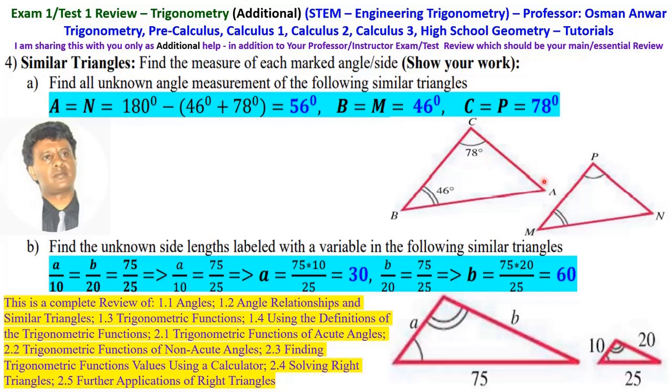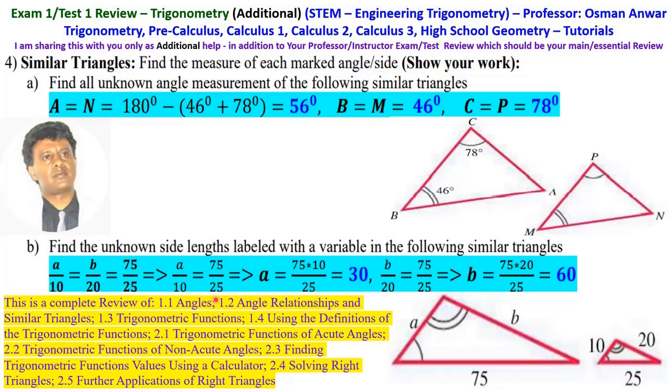Angle C is equal to angle P, which is 78 degrees. Then angle A is equal to angle N, and that is equal to 180 degrees minus 46 degrees minus 78 degrees, which is 56 degrees. So the angles are: A and N are 56, B and M are 46, C and P are 78. And indeed 56, 46, and 78 add up to 180.